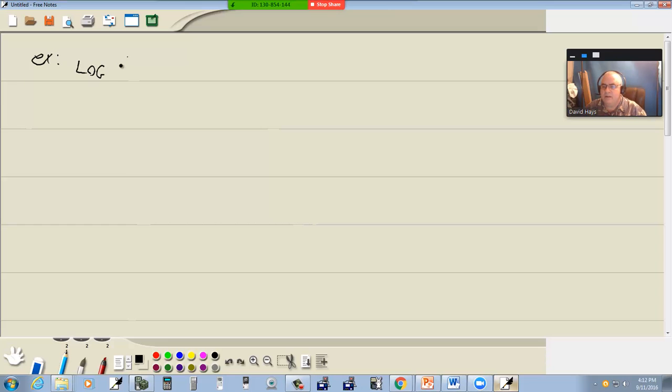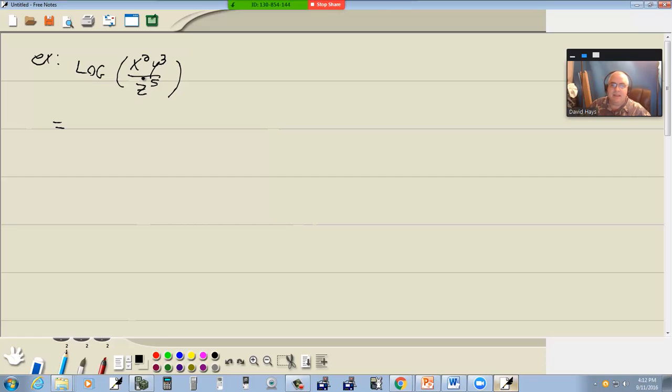We've got log of x squared y to the third over z to the fifth, and we want to write this as separate logs. Our goal is to get the variables by themselves with a log in front of them if we can. We always have to ask ourselves what's the main thing happening. Like here we've got second power, third power, fifth power, multiplication, and division.